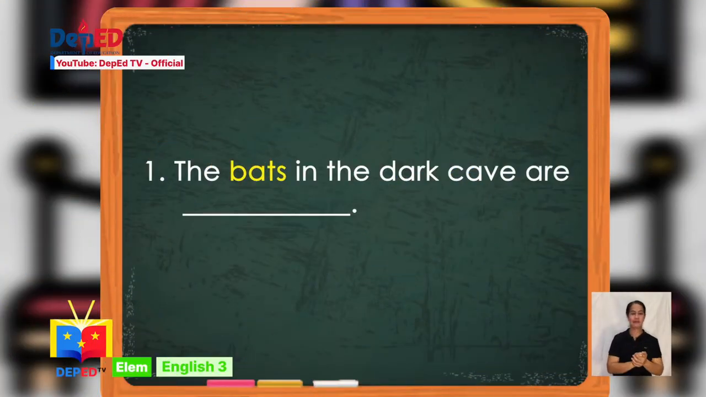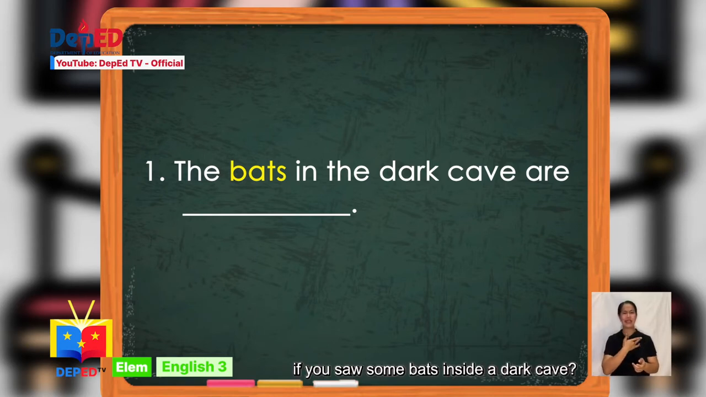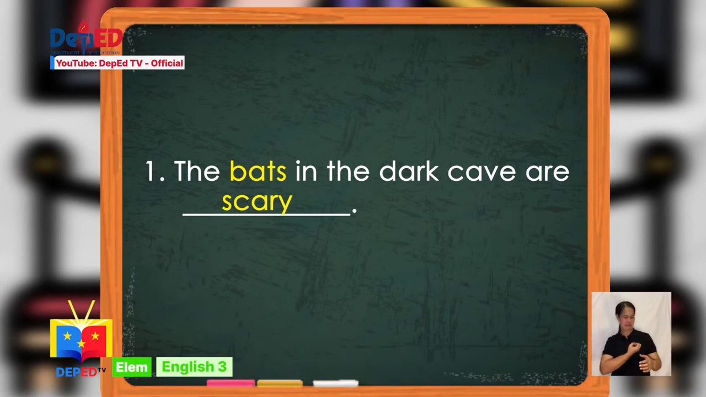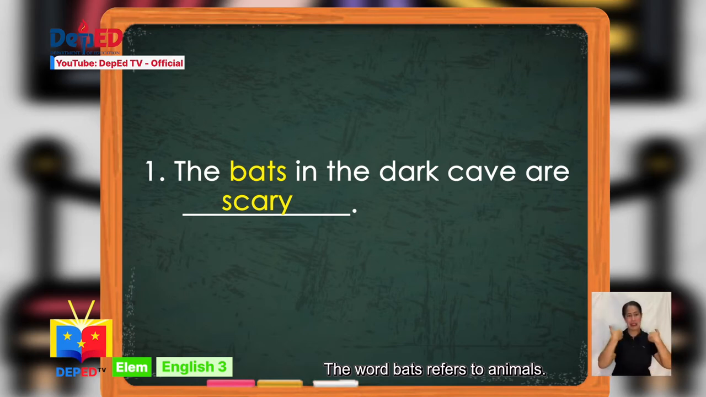Number one. The bats in the dark cave are blank. What would you feel if you saw some bats inside a dark cave? Would you feel scared? Alright, so we can say the bats in the dark cave are scary. So what's the meaning of the word bats in that sentence? Very good! The word bats refers to animals.